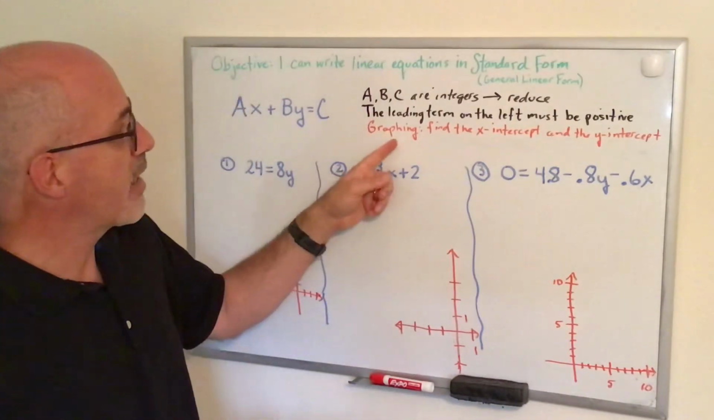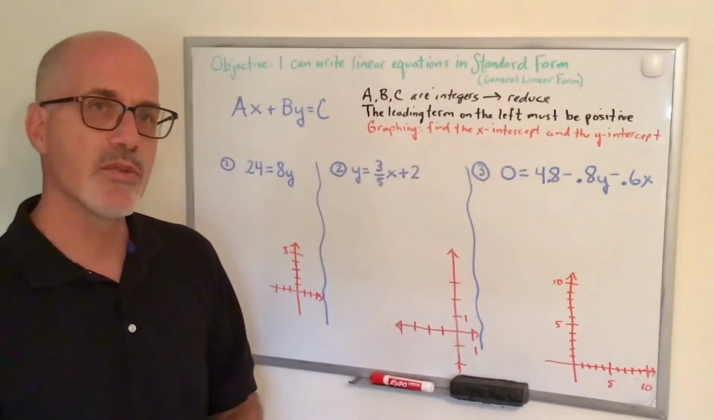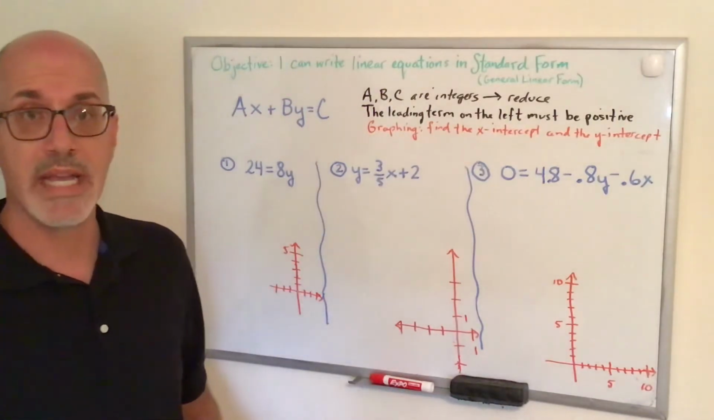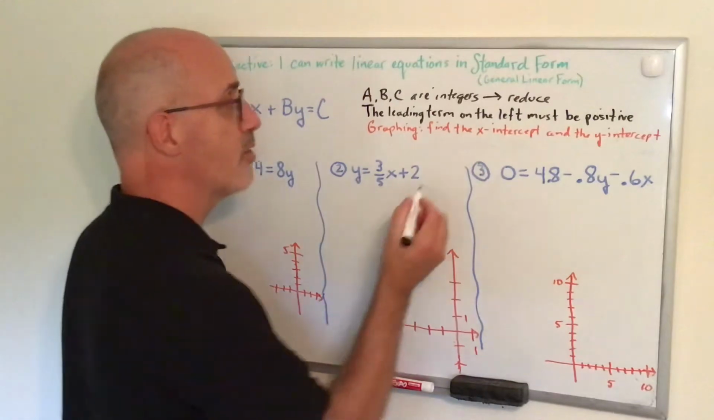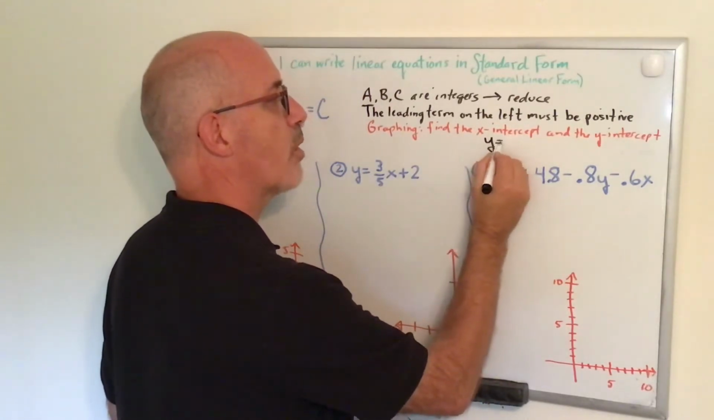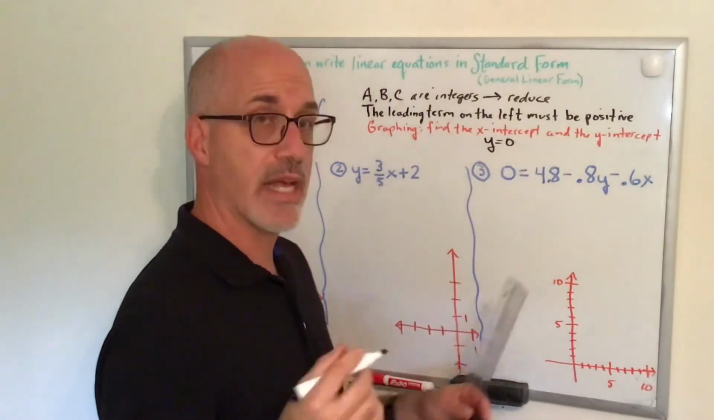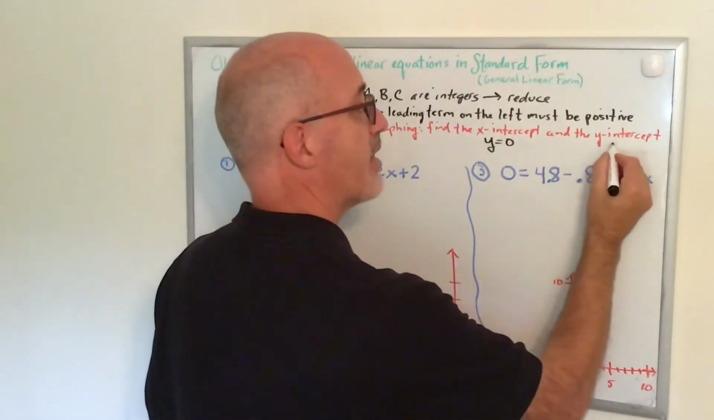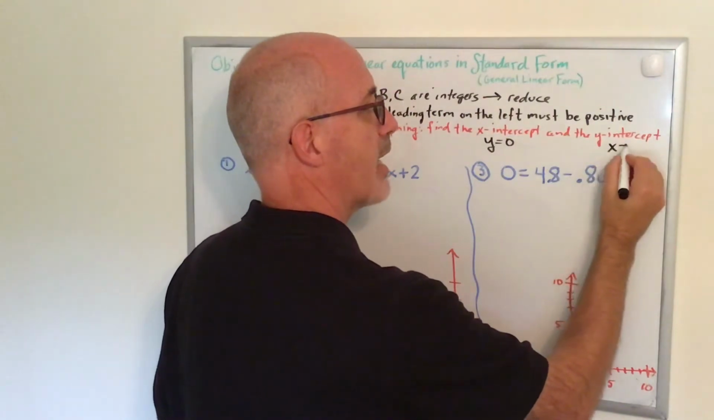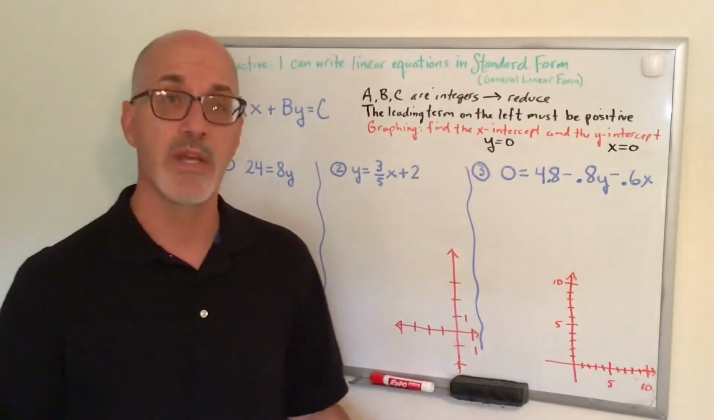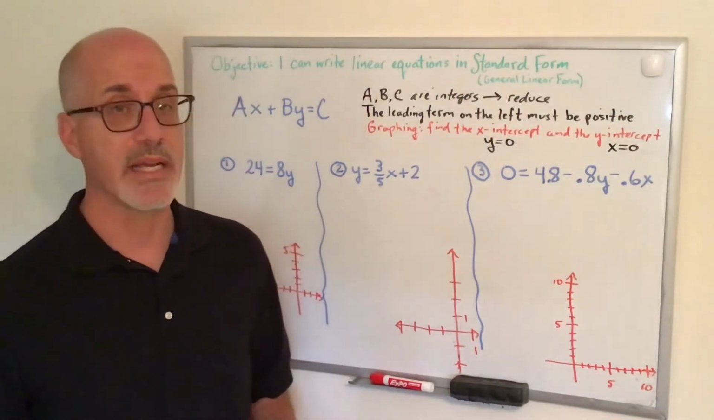I'm also going to add on graphing. And the way we graph using standard form is that we use the x and the y intercepts. And how you do that, just as a reminder: the x-intercept is when you put in y equals 0. It gives you an x value, which is where it crosses the x-axis. And the y-intercept is where x equals 0. When you put in x equals 0, you get a y value. That's where it crosses the y-axis.